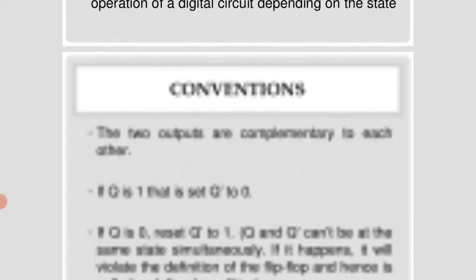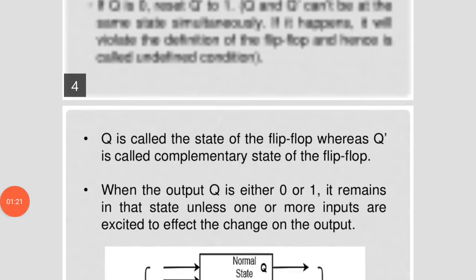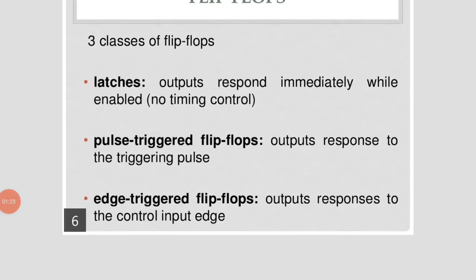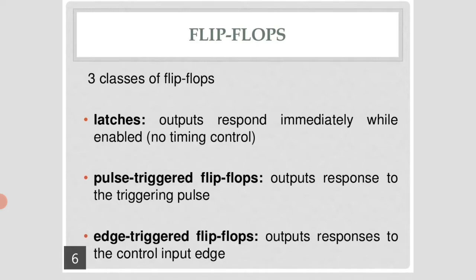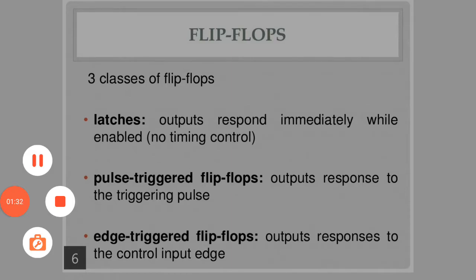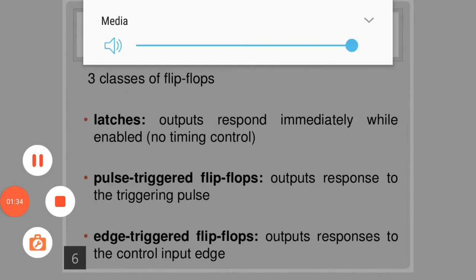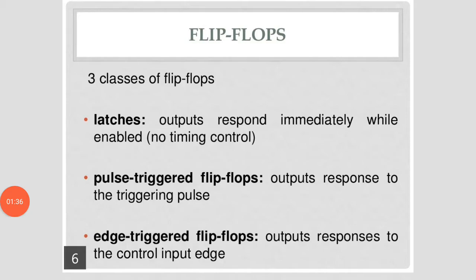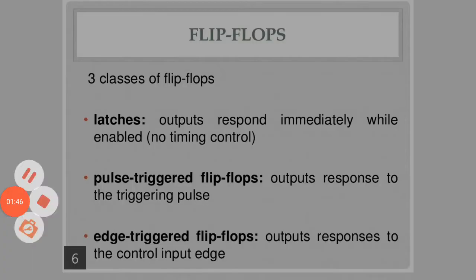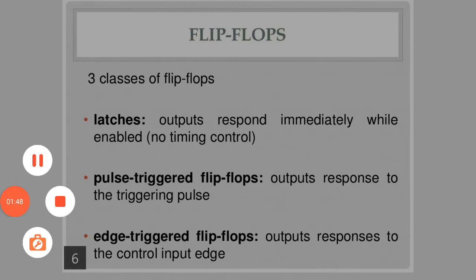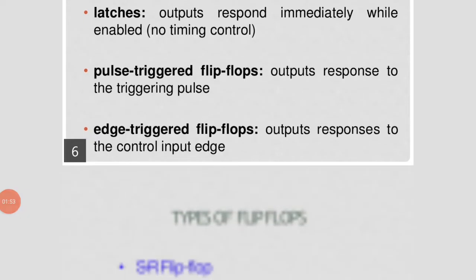Now we see the different types of flip-flop. Firstly, we see the classes of flip-flop. There are three classes of flip-flop: latches, pulse triggered flip-flop, and edge triggered flip-flop. In a latch, the output responds immediately while enabled. In a pulse triggered flip-flop, the output responds to the triggering pulse. In an edge triggered flip-flop, the output responds to the control input edge. These are the three classes of flip-flop.